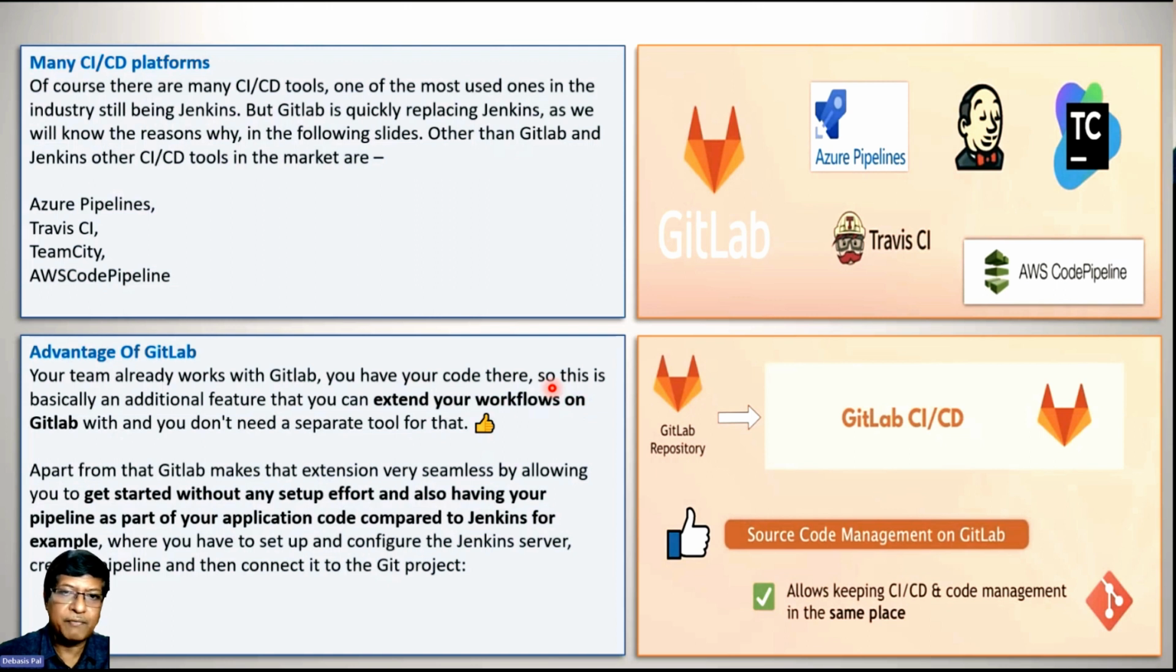You do not need to go for Jira or extra project management tools. You get it on GitLab. So this is basically an additional feature that you can extend your workflows on GitLab with, and you don't need a separate tool for that. So why will a company spend additional money in procuring Azure pipelines? If you have GitLab, you do not need to go for Jenkins or for this thing. You do not need to go for Jira. You do not need to go for GitHub because you see, everything comes with a price. Nothing is free.